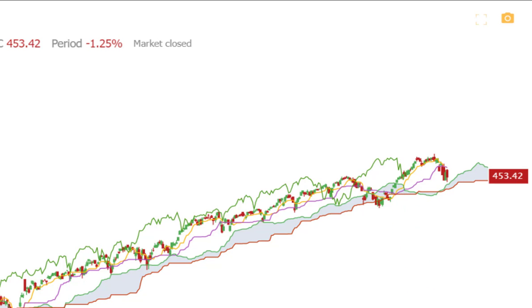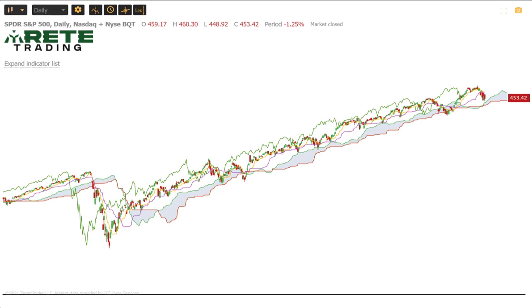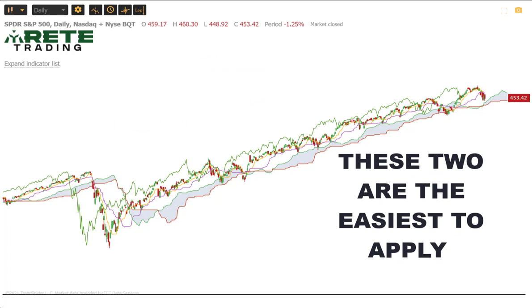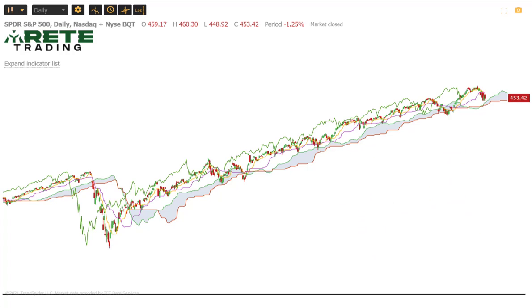Okay, so again, there are several trading strategies based upon this. What I am simply pointing out are 2 very easy ones to start with. In the future, I'm going to do more advanced ones of this indicator, but we need a baseline like anything else to start.